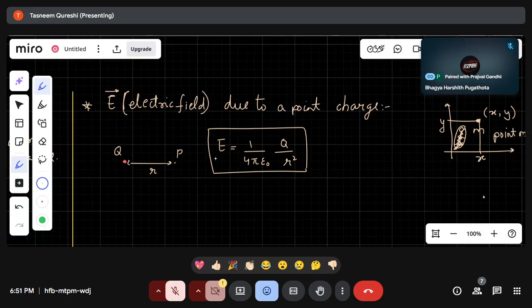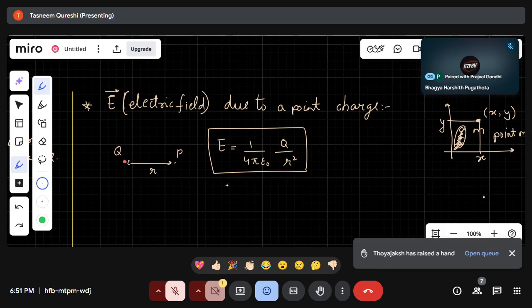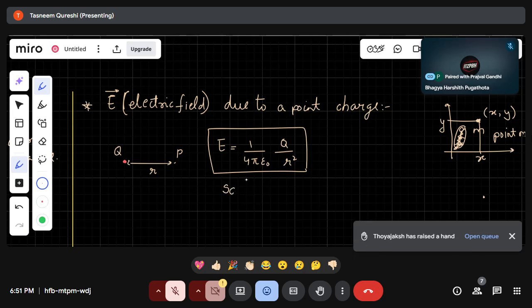Now we know electric field is a vector quantity, but we are neither writing a bar here nor writing some vector here that can give the direction. Why? Because this thing is scalar form. This thing is your scalar form.